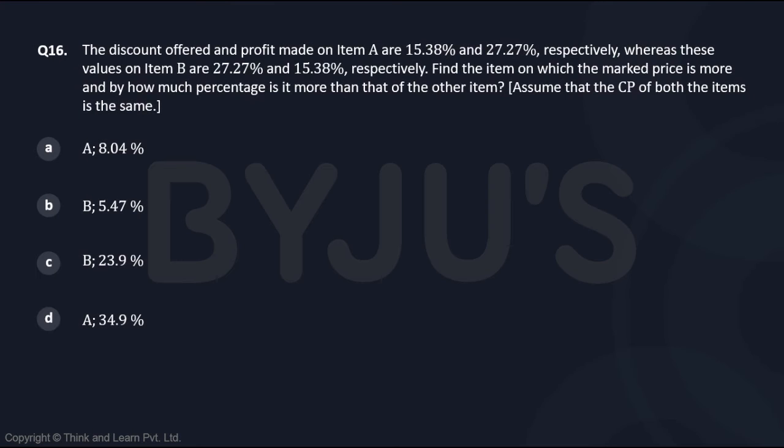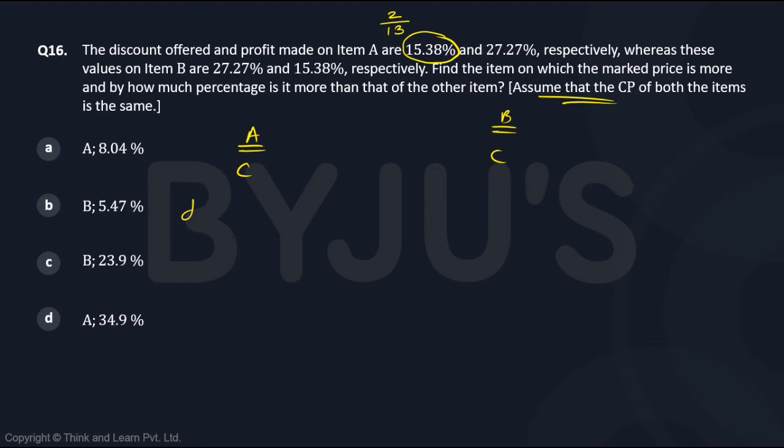Question number 16, we're dealing with a profit and loss problem. Firstly, you need to understand 15.38 comes from the fraction 2 by 13. 2 by 13 is 15.38. So let us say we have two items A and B. The cost price for both is C and C, because it's mentioned that the cost price is same.